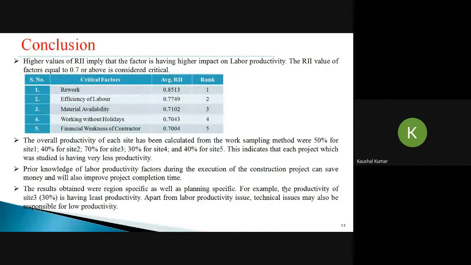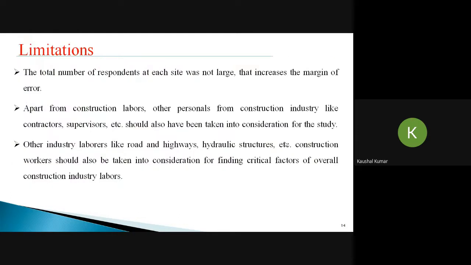For example, the productivity of site 3 that I have already discussed is very low. In that case, it may not be just because of labor productivity. Some technical issues may also be there that we should look after. There are also a few limitations of this study: the total number of respondents that we have taken was not large enough, so the accuracy is a little bit compromised.